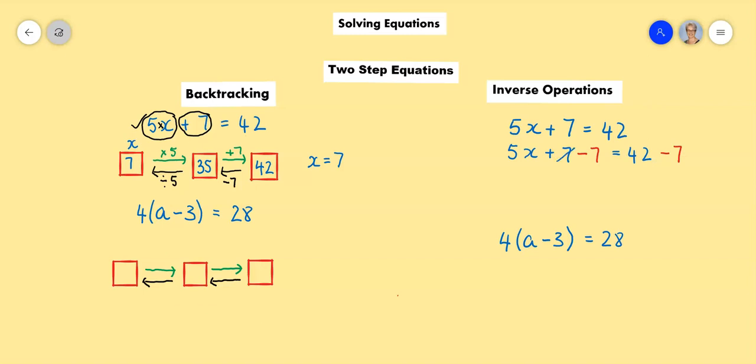Now, this plus 7 and minus 7 will cancel out. Positive 7 minus 7 gives you 0. So now we have 5x is equal to 42 minus 7, which is 35. Now the second thing we did to undo our equation was divide by 5. So that's what we're going to do to both sides of our equation now. We're going to divide both sides by 5. Times 5 and divided by 5 cancel out, so we've ended up with x is equal to 35 divided by 5, which is 7.